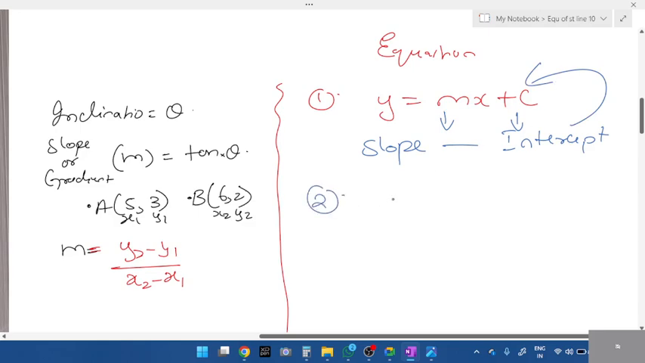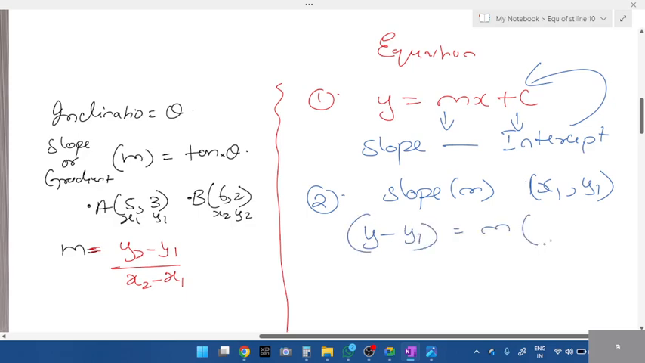Second, whenever the slope, the m value, and 1 point are given, that point is x1, y1. You take it as x1, y1. What's the formula? All of you will respond. y minus y1 into, very good, m into x minus x1. So this is the equation, students, the point-slope equation.